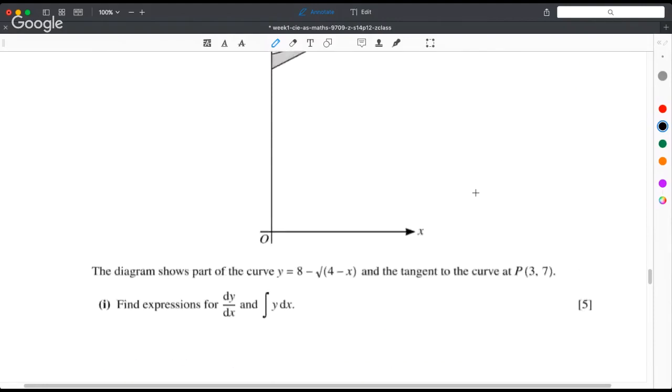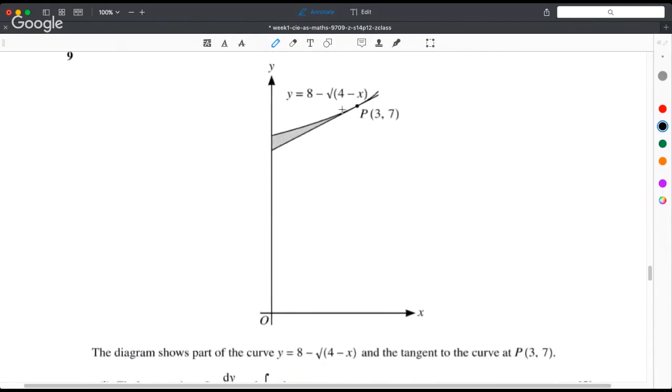So they want us to find dy/dx first. So for this equation y, I'm just going to do it up here. I'm going to say that dy/dx, well, the first term is going to disappear, and I'm going to express this as 8 minus (4 minus x) to the 1/2, which I think is a bit clearer when it comes to differentiation. So it's going to be minus, and then a half is going to come out, and then this is going to be (4 minus x) to the minus a half, and then from the inside chain rule, you're going to multiply this by minus 1. So this is equal to 1 on 2 square root of (4 minus x).